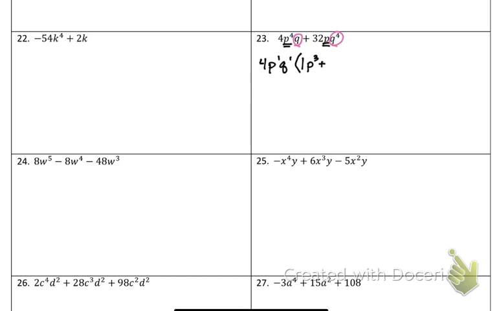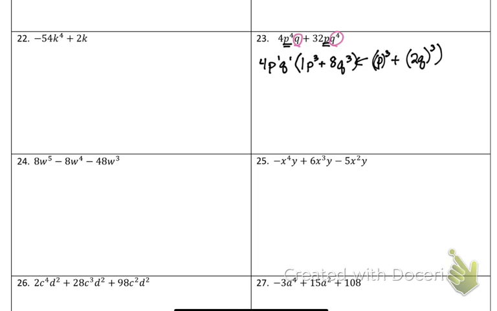Then we'll have plus, and we'll have an 8. p divided by p, that's 1, so I'm just going to leave that alone. q to the fourth divided by q to the first, that's 4 minus 1, which is q to the third. Now we're going to realize that this is, in fact, a sum of cubes. So I would have to realize that this is actually p cubed plus 2q cubed.